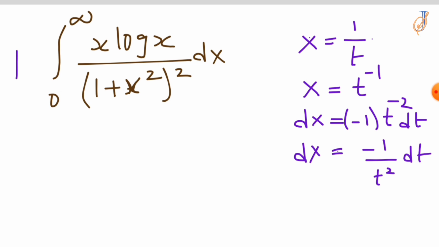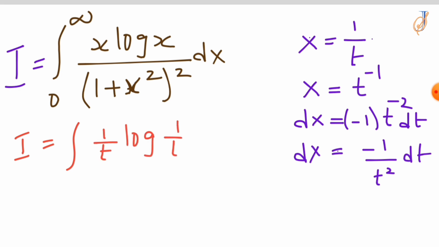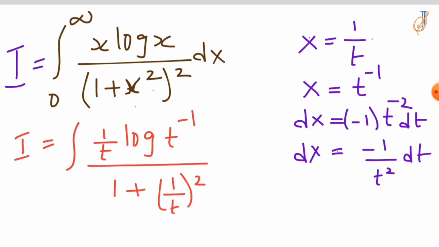The integral we consider as I. Then I equals the integral, where x we consider as 1 over t. Let's take 1 over t, log 1 over t. Here 1 over t we can write as t⁻¹, over 1 plus x², that means 1 plus (1 over t) whole squared. We can write this as 1 over t².